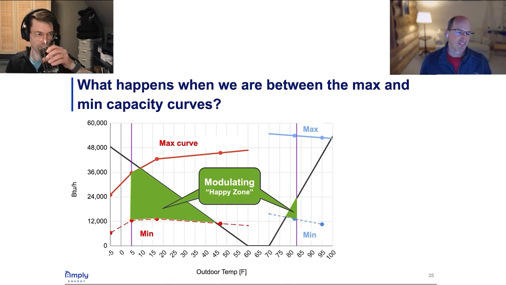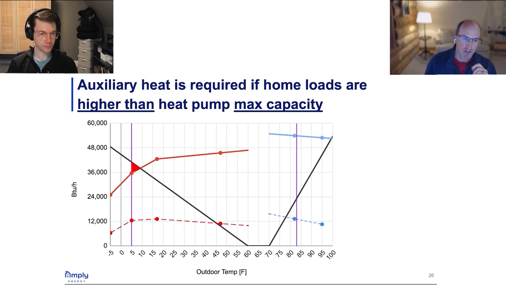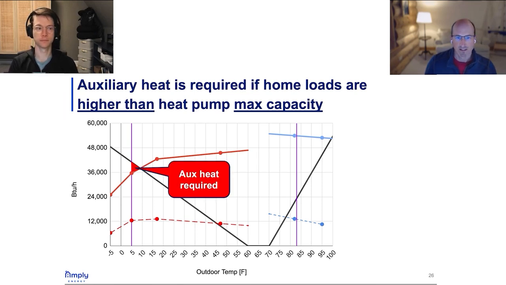So you started to allude to this, another region of the curve, which is what happens when the home loads are higher than what the heat pump can actually output. I've drawn this in as this little red triangle in the upper left. So for this particular piece of equipment, around 10 degrees Fahrenheit, the home loads start to go above that maximum heating capacity line. And this is where we need some auxiliary heat. And so Manual S says for variable capacity heat pumps specifically, we only need auxiliary heat to cover up to the design temperatures for the project.